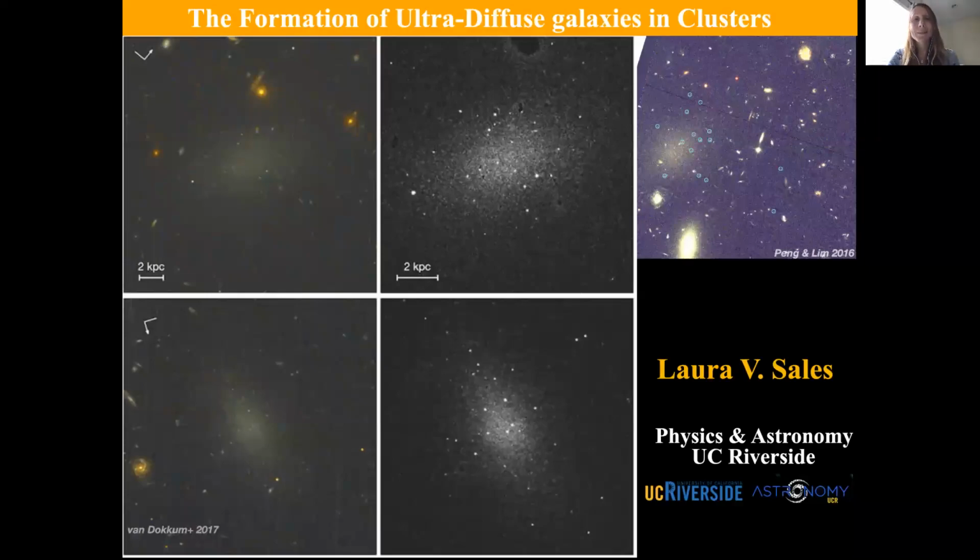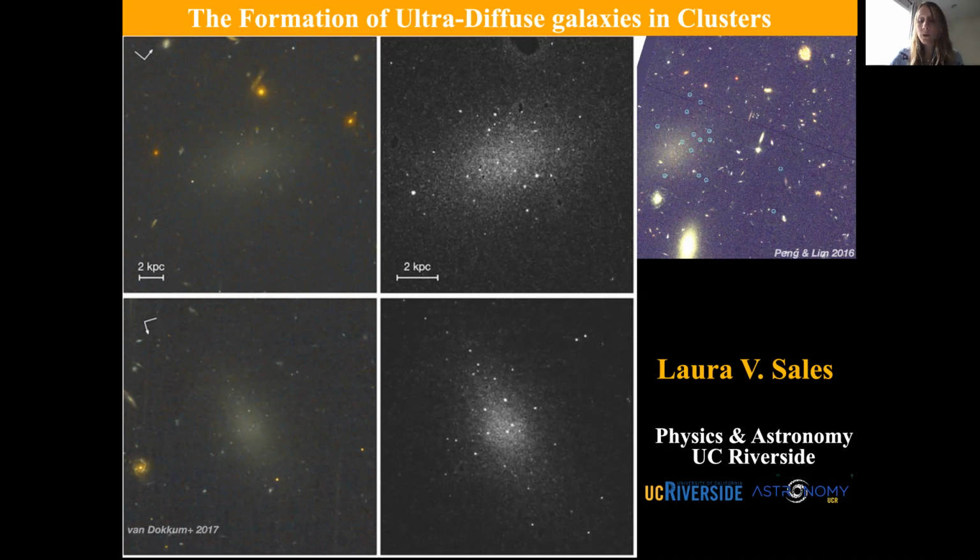Hi, my name is Laura Sales, and I wanted to share with you today some of our latest results on the formation of ultra-diffuse galaxies in galaxy clusters. As the name and the pictures here indicate, these are galaxies with extreme low surface brightness.